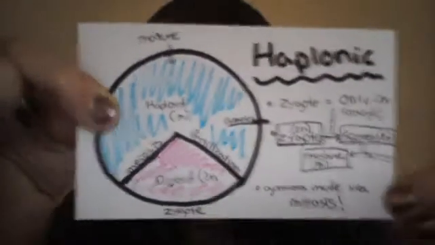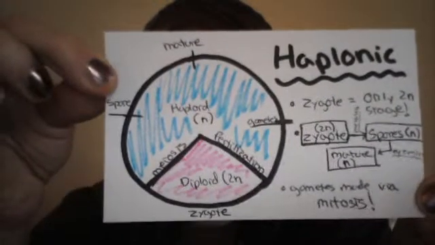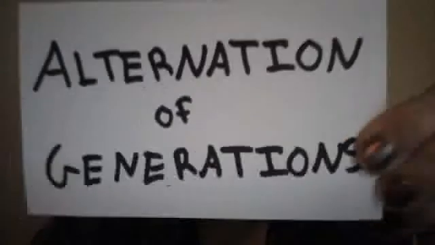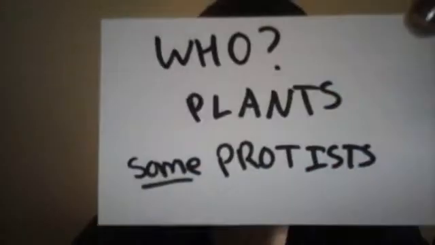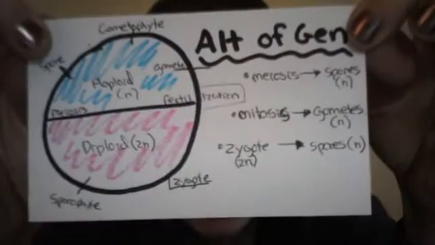So if you need to, go ahead and pause on this. Okay. Now, this one's a little bit weird. I'm not going to lie, I don't really like it. But we're going to go over it anyway. Alternation of generations. Okay. So, who can do this type of lifestyle? We got plants and some creepy protists. I hate protists. I really do. I've always hated them. Alright, so here's the little schematic that I put together for you.